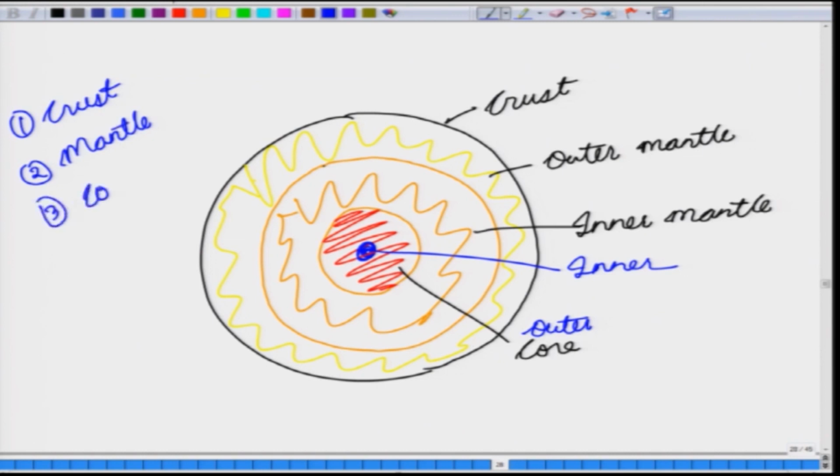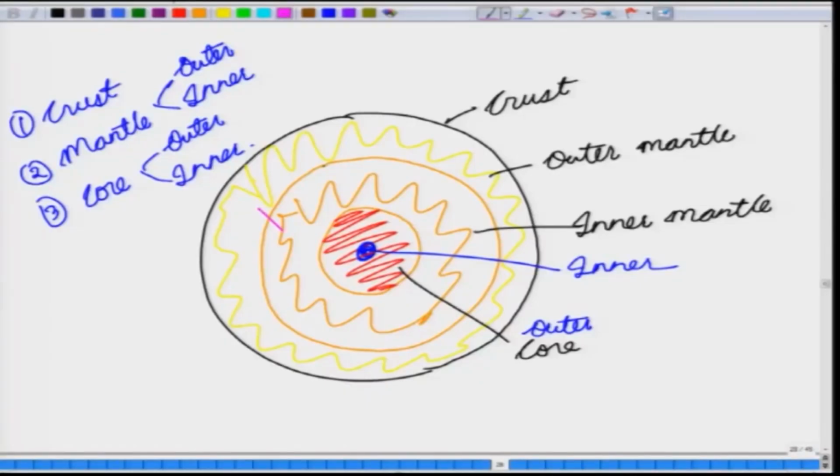and third is core. Mantle is divided into outer and inner mantle, core is divided into outer core and inner core. Now, what is happening here is that as you go down towards the center of the earth, the temperature increases, the pressure increases. Now, the crust is the solid part of the earth, but in the mantle you have a semi solid or a liquid like situation, in which the rocks, because of the high temperature, are in the form of a semi solid or a liquid state.